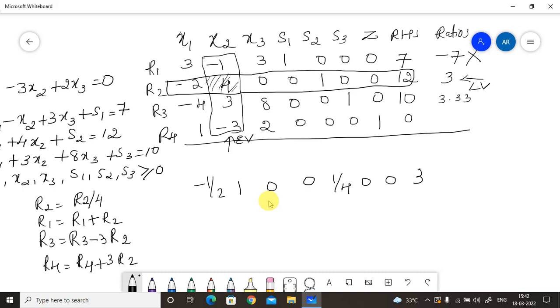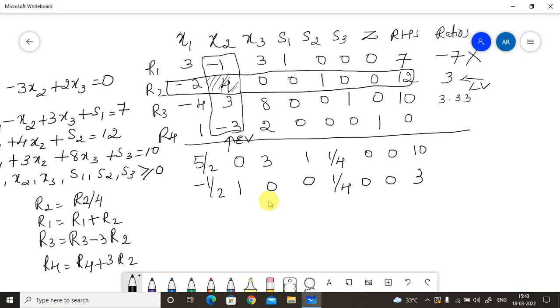Now we'll go for the first row. First row is R1 plus R2, so we consider the first row value R1, that is 3, minus 1, 3, 1, 0, 0, 0, 7, and that has to be added with minus half, 1, 0, 0, 1 by 4, 0, 0, 3. Then we get the new values here. So here it will be 5 by 2, this will become 0, this will become 3, this is 1, this becomes 1 by 4, this becomes 0, 0, and 7 plus 3 will give you 10, right?